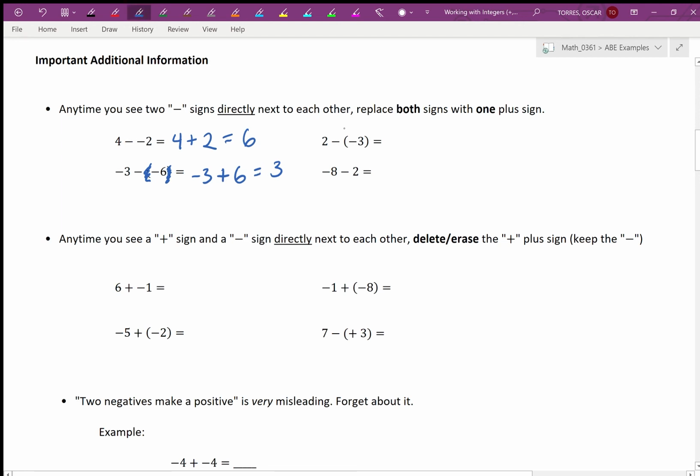For this next example, the same type of thing happens. We have two negative signs next to each other, so we can rewrite it. We still have a 2 and we still have a 3, but instead of those two minus signs, we replace it with a plus, and we get 2 plus 3, which is 5.